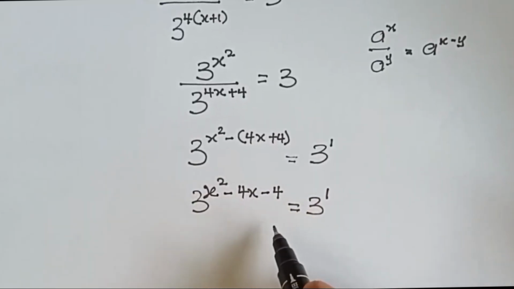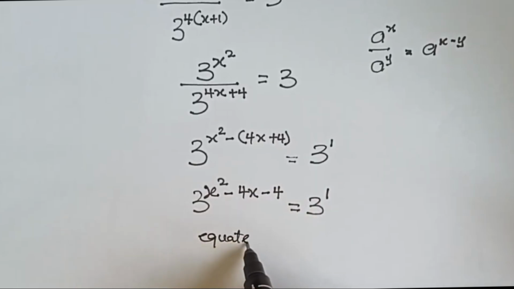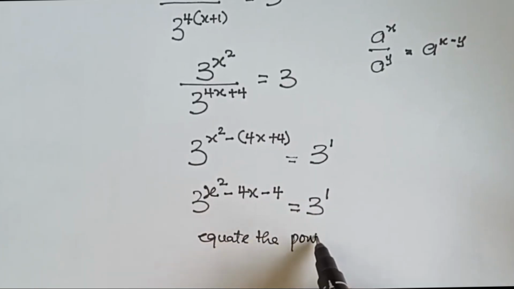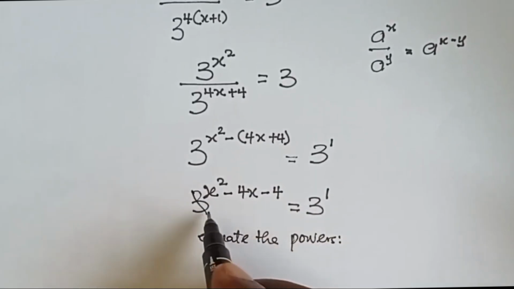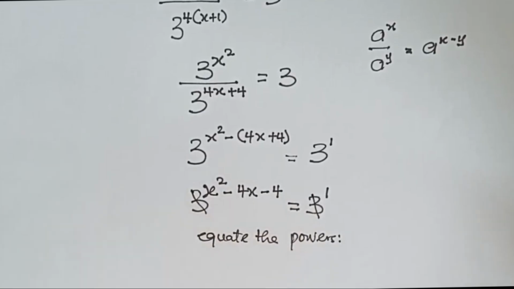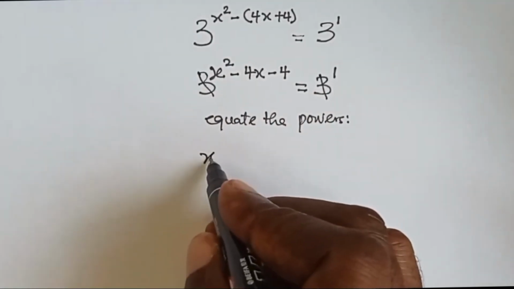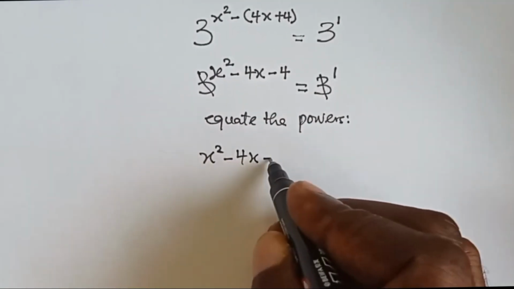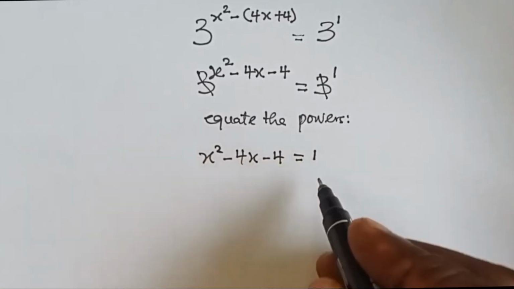Alright, so from here we can equate the powers. Equate the powers. That means that these 3, we cancel these 3. And then what do we have? We have x squared minus 4x minus 4 equals to 1.